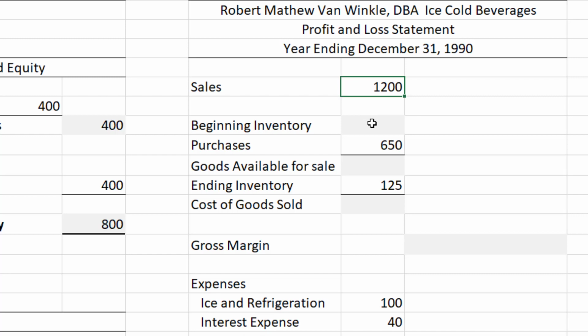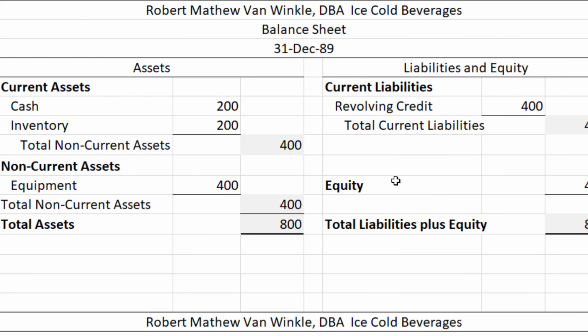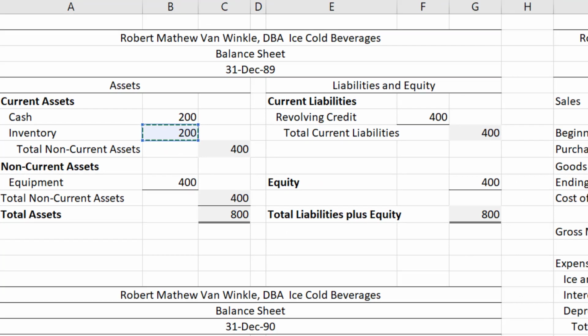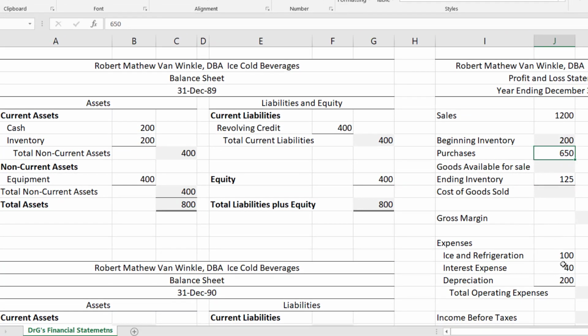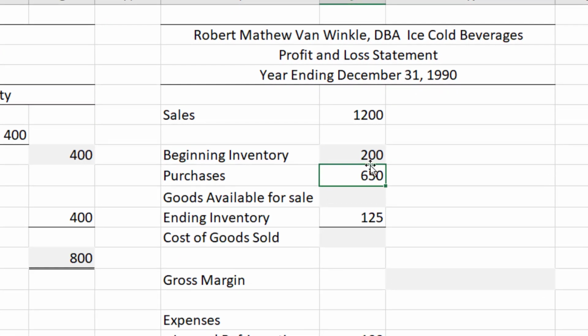The next item we need to calculate is the beginning inventory. So this is the dollar value of the items we had in inventory when we started at the beginning of 1990. So I'm going to click on cell J8, type an equal sign, and scroll over to the balance sheet where I have an inventory here. This is the inventory on December 31st, 1989, which means it's also the inventory the following morning when the year started. So I click on the $200 inventory number, and that gives me a cell reference, and I hit enter, and I am off and running with my beginning inventory.